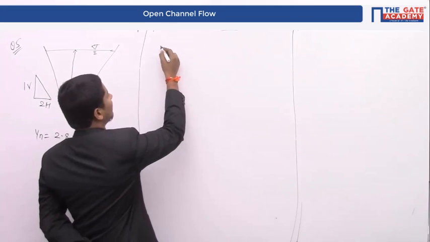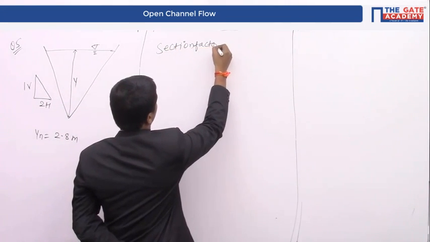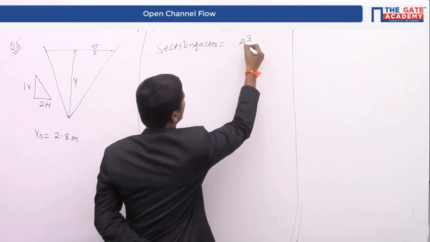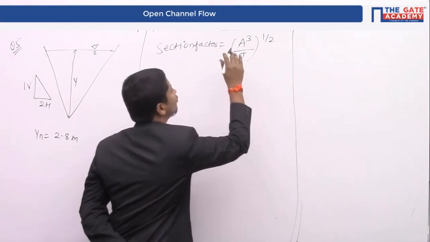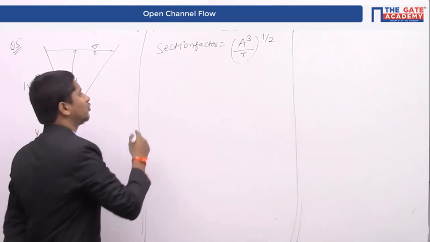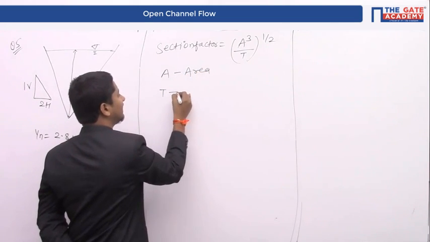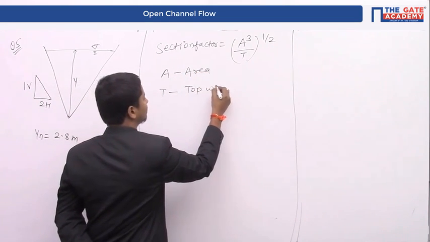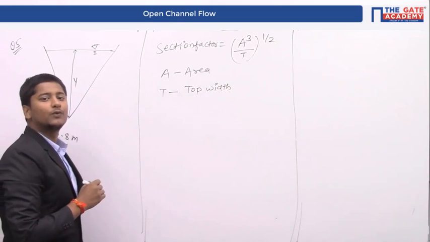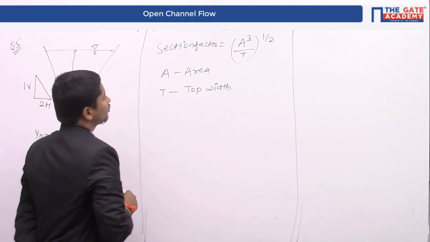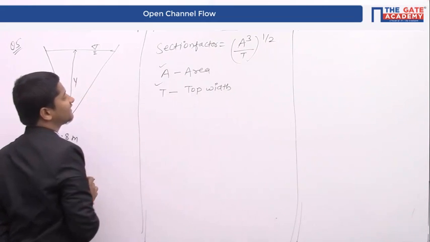Section factor is nothing but A cube upon T to the power 1 by 2, where A is the area and T is the top width. So two things you have to find out to calculate the value of the section factor.